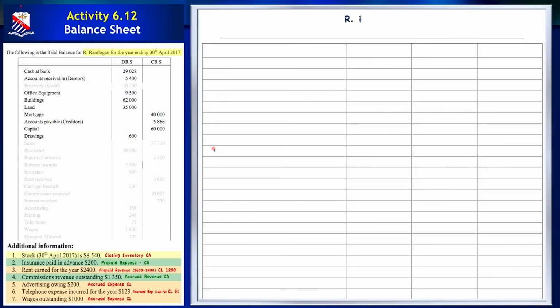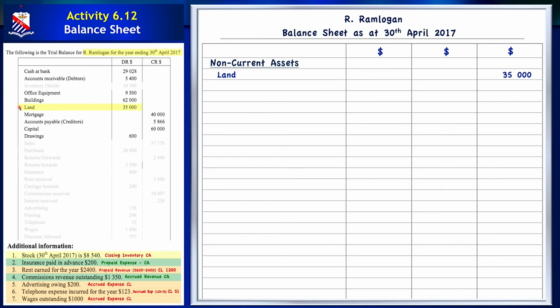So now we're going to go to our balance sheet. And you're going to start with the name of the business, which is Ram Logan. You're going to put that it's a balance sheet. And what is the date? It's as at the 30th of April 2017. You have your 3 columns and you start with your non-current assets. So you look into your trial balance and you look for any non-current assets, and you would see that we have land, which is your most permanent. So you would put land, $35,000.